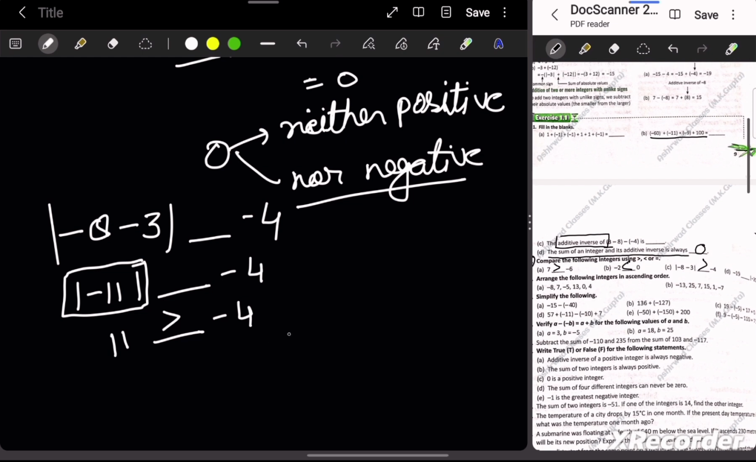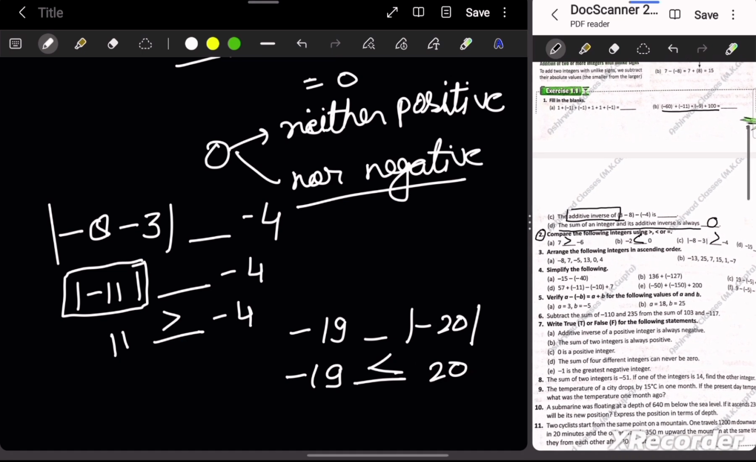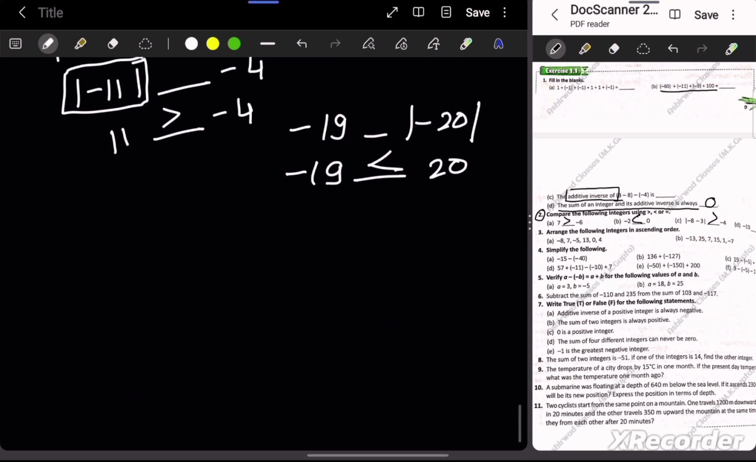Here -19 and -20. Simple. The absolute value is always positive, so 20 is greater than -19. Now question number 3.